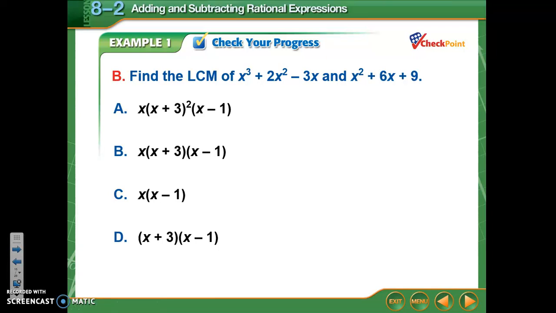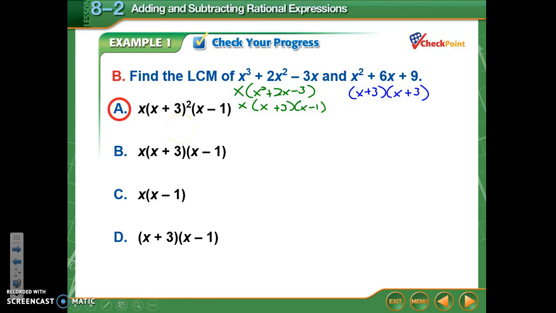Okay, try this one with polynomials. Okay, the answer here is A. I'll show you the factoring. All right, so again, my least common multiple needs to include each factor the maximum number of times it's used in one expression. So here I have x, x plus 3, but it occurs twice over here, so I put it twice in my least common multiple, and then x minus 1. So all of those appear in my least common multiple.